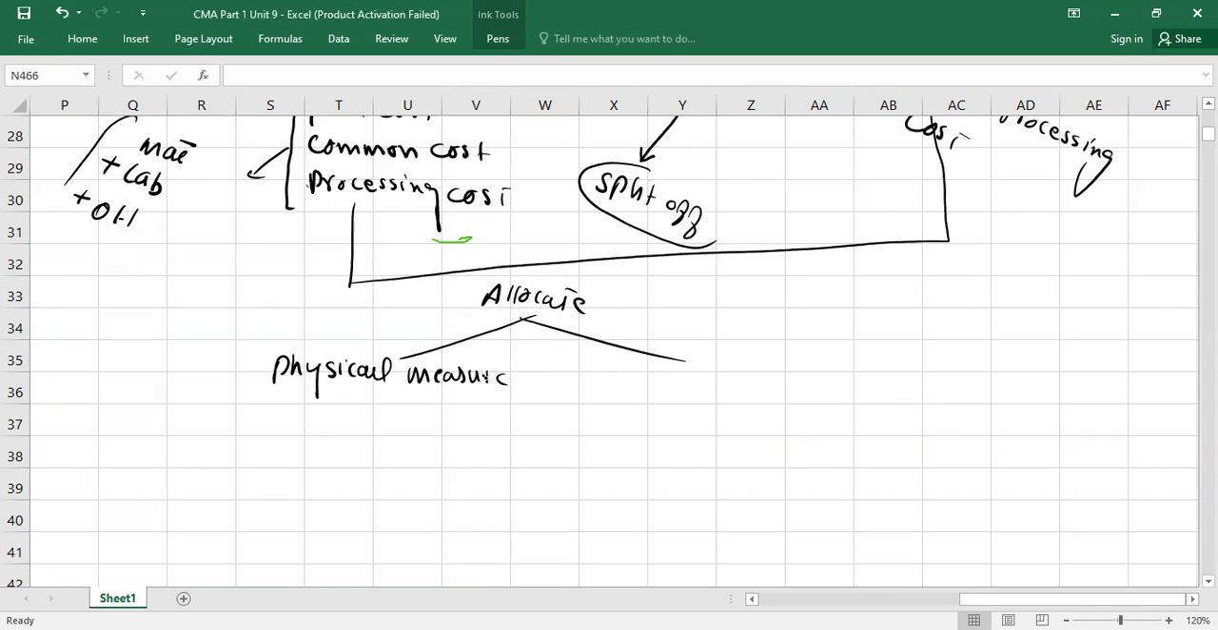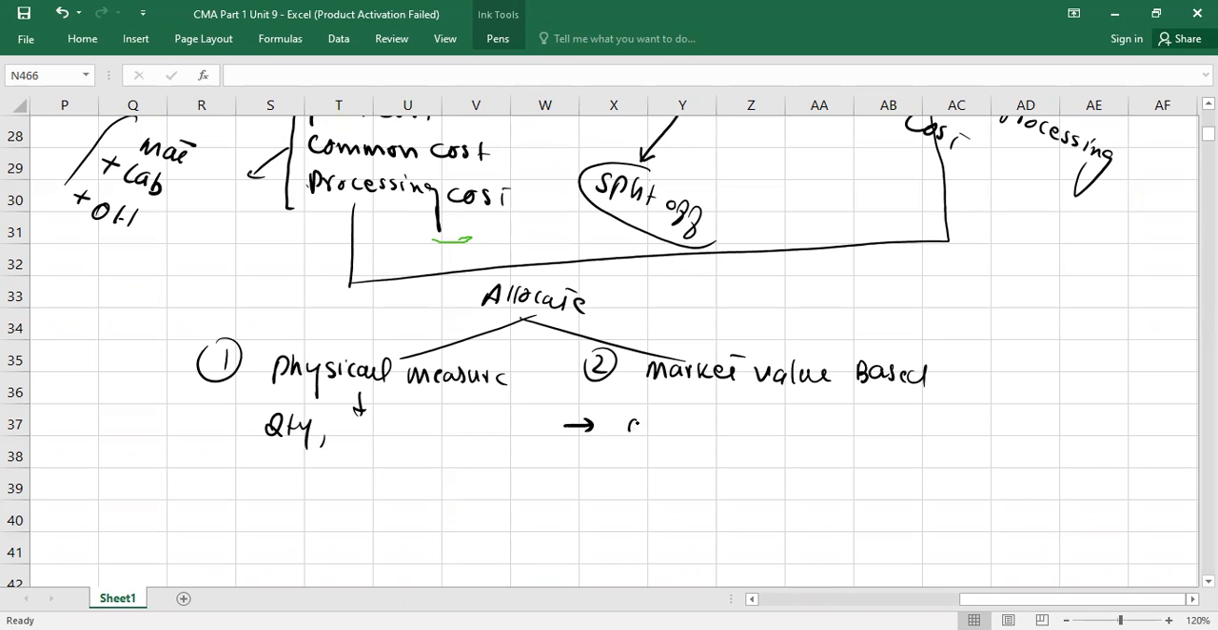In the physical measure-based approach, we will use some quantity, like kilograms, liters, barrels, or tons, to allocate the common cost to the product. And then we have a second approach, which is called the market value based approach. Under market value based approaches, we have three categories.